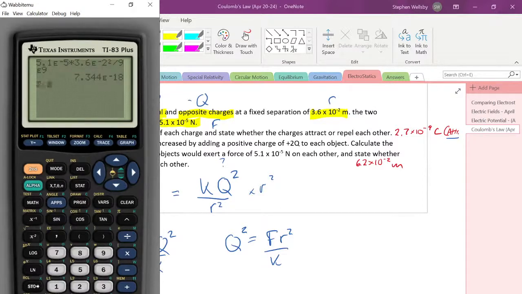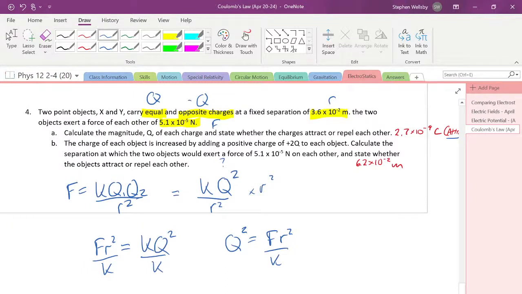So I take the square root of that answer, and I have 2.7 times 10 to the minus 9. So that's how you'd answer question 4a. Now question 4b: the charge of each object is increased by adding 2q to each object. Calculate the separation where the force would be the same as it was in the first question, and state whether they're attractive or not attractive.